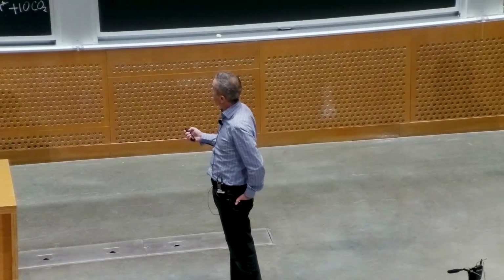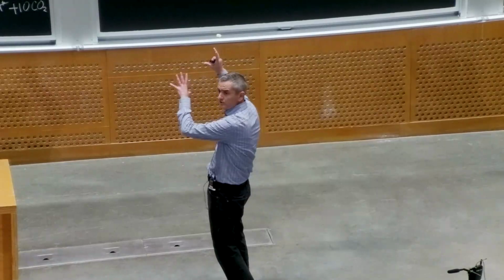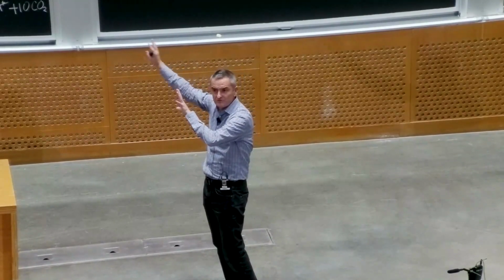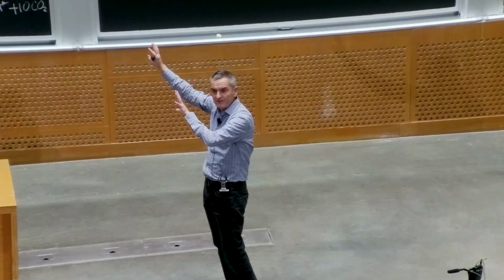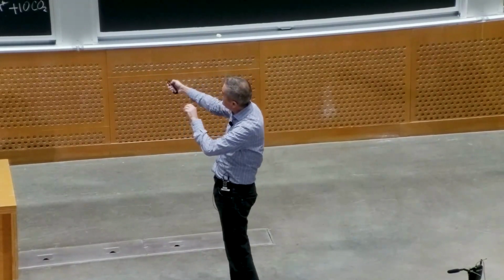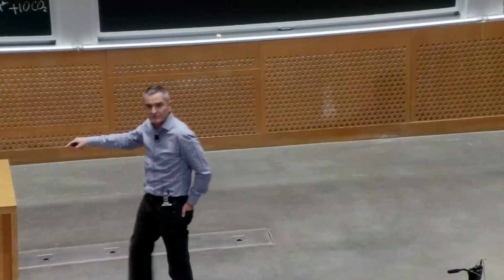Why is this decreasing in domestic output? Remember, this is export minus import divided by the exchange rate, but we're not moving the exchange rate for now. Why is this decreasing? That means here exports exceed imports, here imports exceed exports. So here you have a trade deficit, here you have a trade surplus. Why is that the shape? Why is it downward slope?